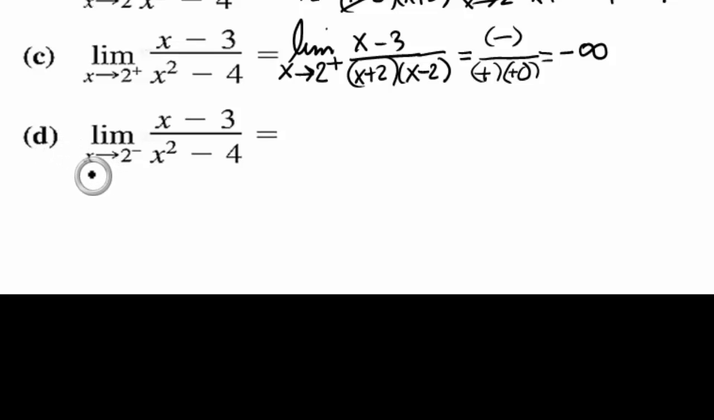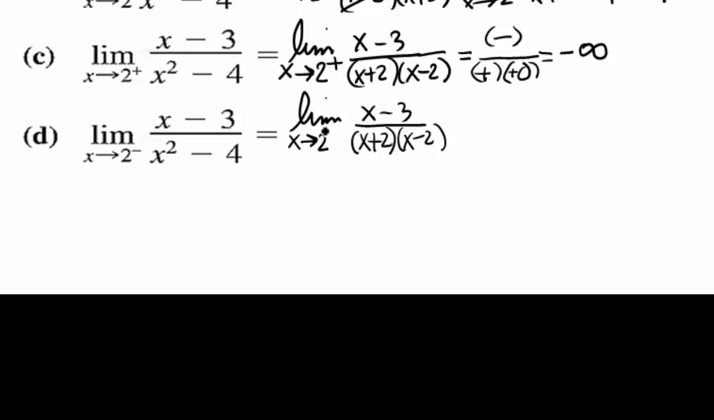Okay, now on the other side of 2, that means in letter D, we want to let x approach 2 coming from the left. What are values of x that are coming from the left of 2? Well, you want to plug in 1.9, 1.99, 1.999, etc. So let's see. We have now the limit of (x minus 3) over (x plus 2) times (x minus 2), the same expression. Okay, and then we let x approach 2 coming from the left. Let's see, 1.9 minus 3, that's still a negative number.